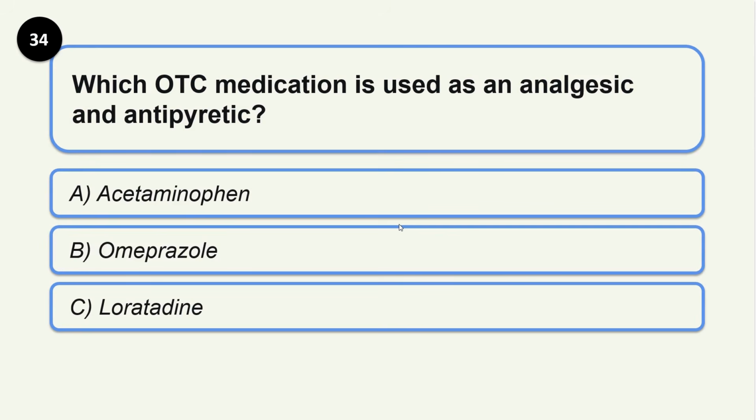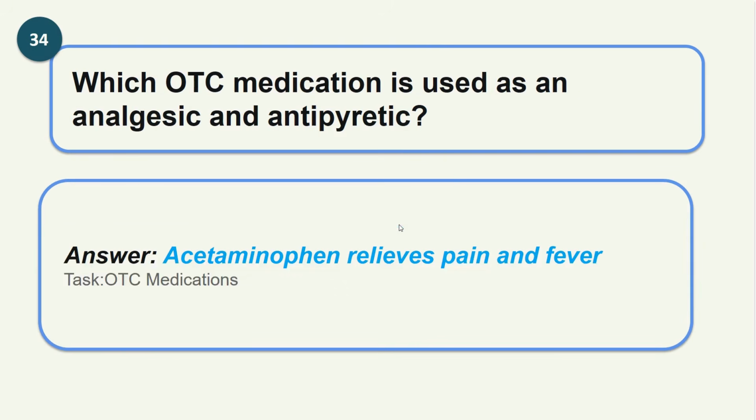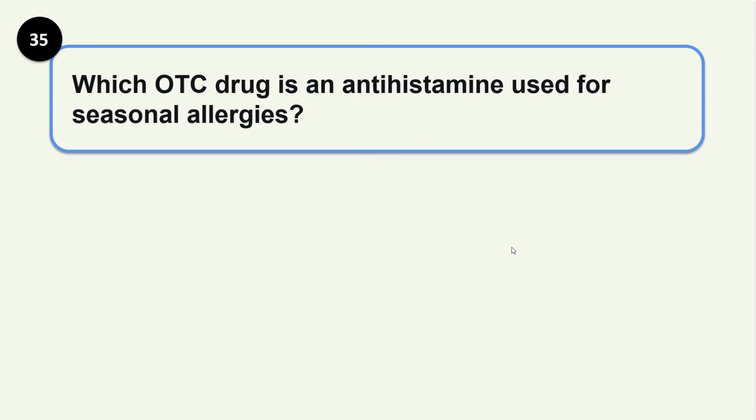Next, which OTC medication is used as an analgesic and antipyretic? A. Acetaminophen, B. Omeprazole, C. Loratadine, D. Pseudoephedrine. The correct answer is acetaminophen. Acetaminophen relieves pain and is also used for fever. Therefore, for fever, it is known as an antipyretic, and for pain, it is called an analgesic.